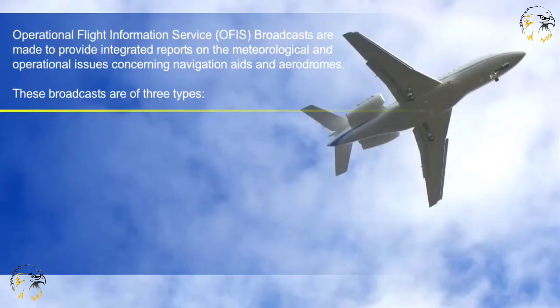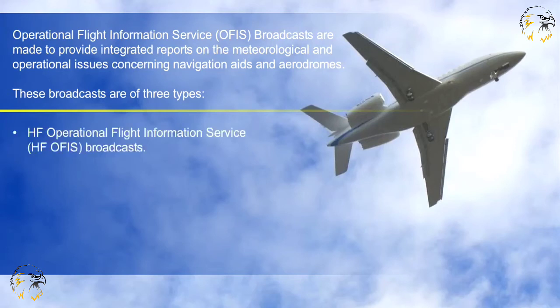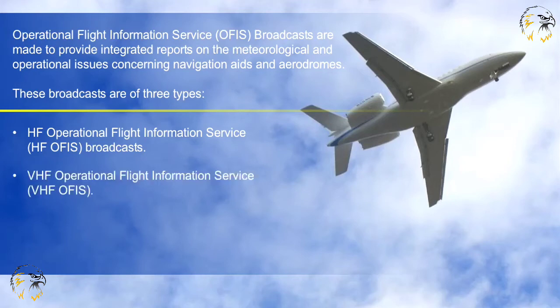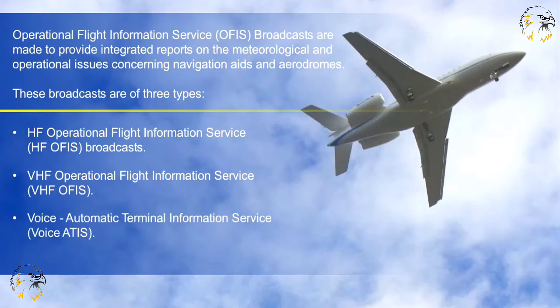Operational flight information service broadcasts are made to provide integrated reports on the meteorological and operational issues concerning navigational aids and aerodromes. These broadcasts are of three types: HF Operational Flight Information Service, HF OFIS broadcasts, the VHF Operational Flight Information Service, VHF OFIS broadcasts, and the Voice Automatic Terminal Information Service, Voice ATIS.